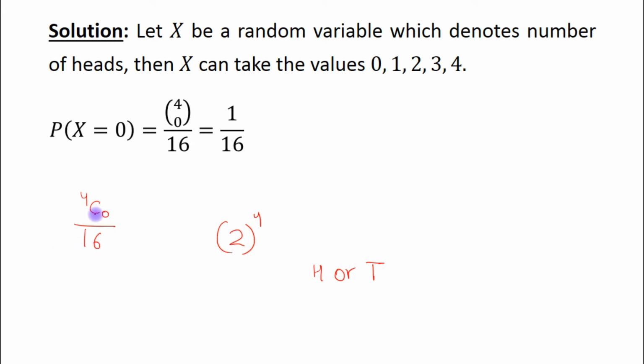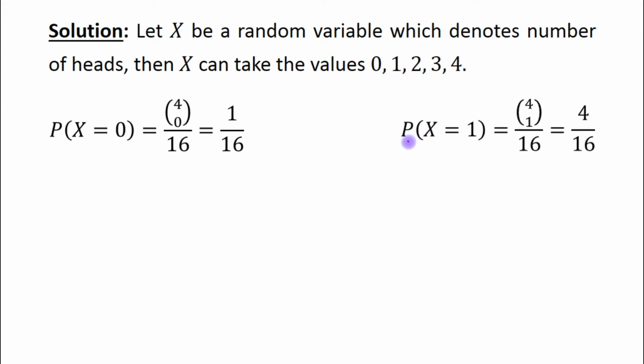Now let's talk about the numerator. 4C0. It means that out of 4 tosses, we get only 0 heads. We get no heads. So 4C0 will be equal to 1. Remember, nC0 equals 1. So the probability of getting 0 heads will be 1 upon 16. Fine.